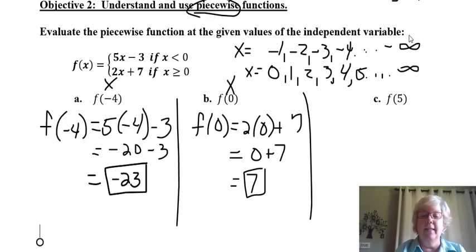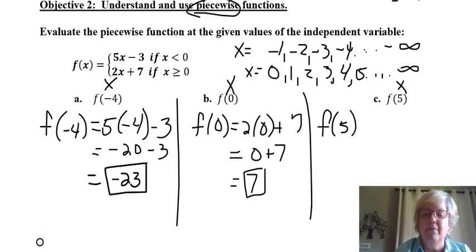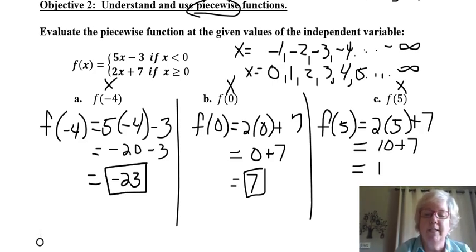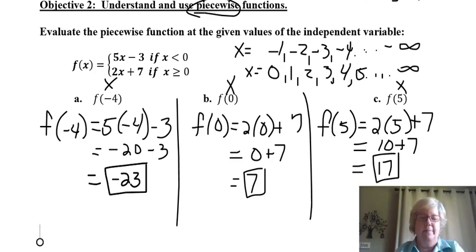And last but not least, I have part C, and that has the x as a positive 5. Well, positive 5 is up here in the second line. That would be the second piece, the second part of this. So I would solve it as f of 5 equals 2 times 5 plus 7. That gives me 10 plus 7, which is 17. Again, one answer for one input.